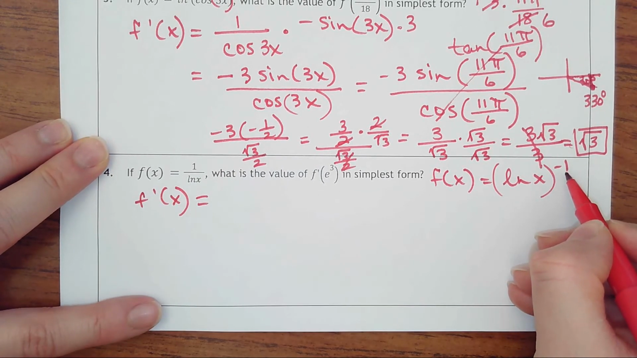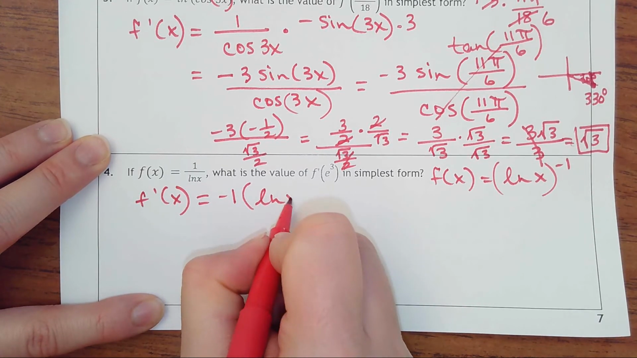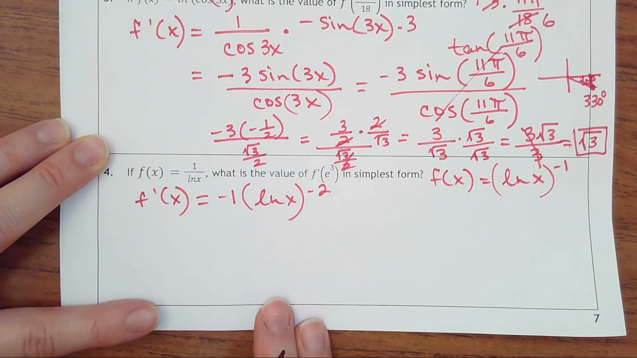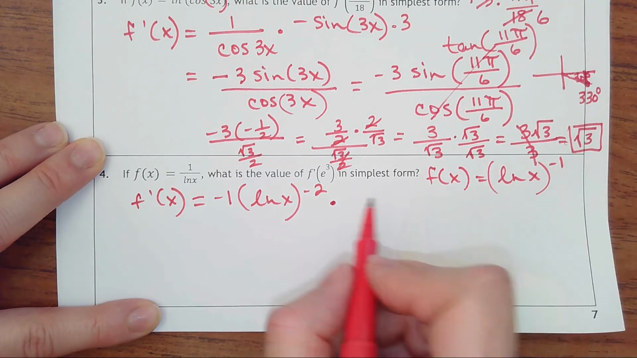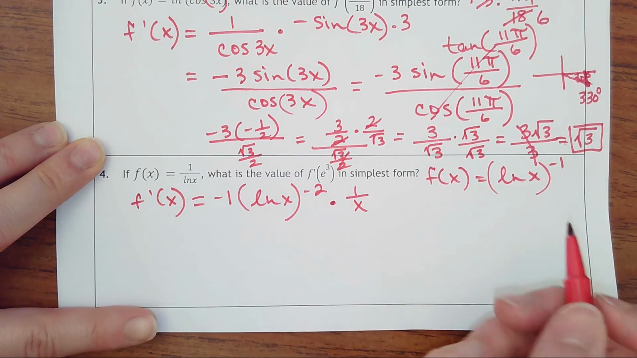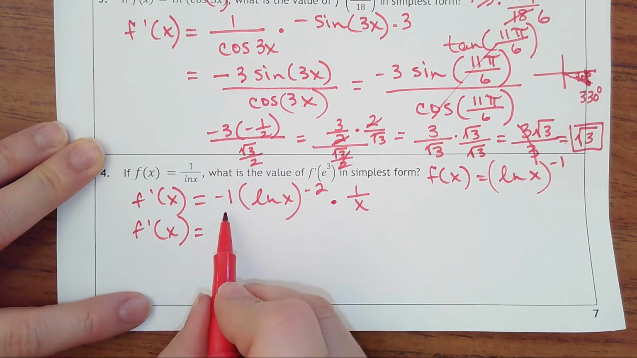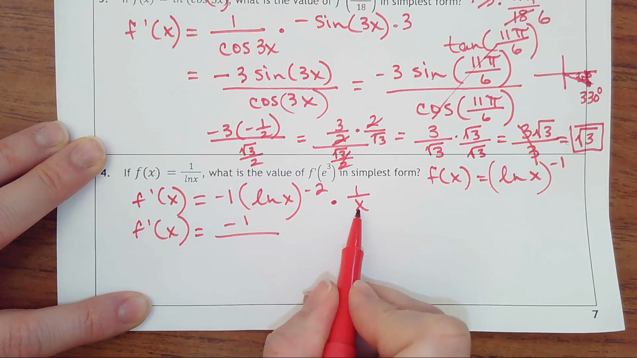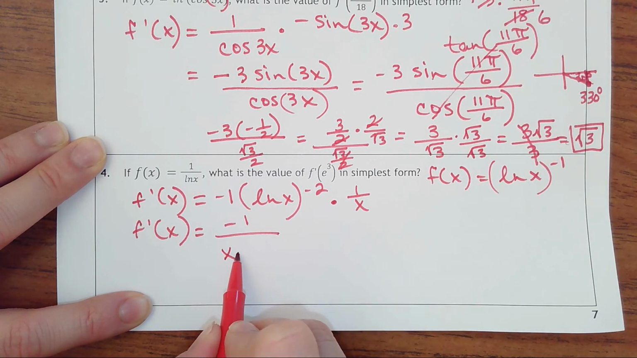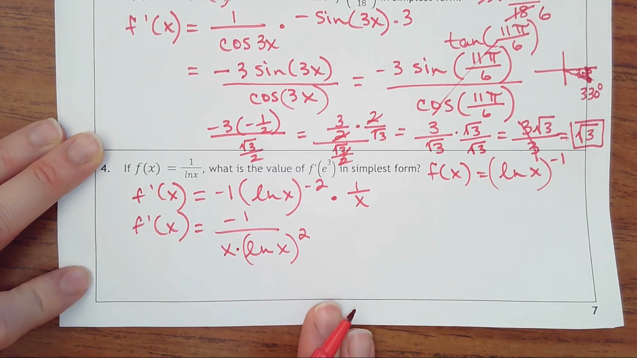Since this power is on the outside, I have to move it to the front, keep the inside the same, subtract 1 from the power, so now it's a negative 2, times the derivative of the inside, which is simply natural log of x, and that derivative is 1 over x. So if I fix this, I get, really the only thing on top is a negative 1 over, I'll put the x in front, x times natural log of x squared. So I floated this down to the bottom and now made it a positive power.